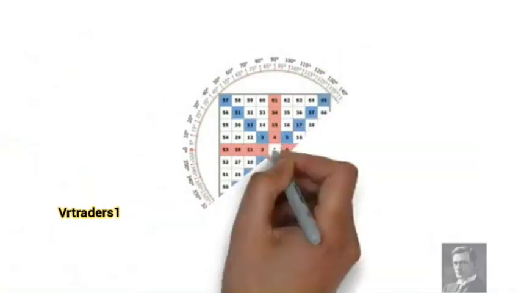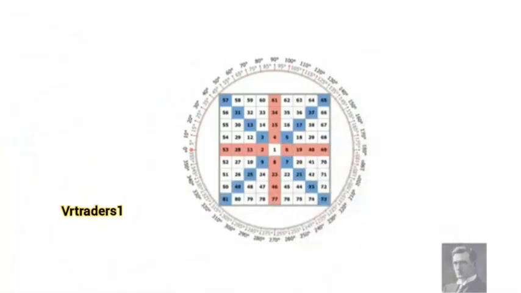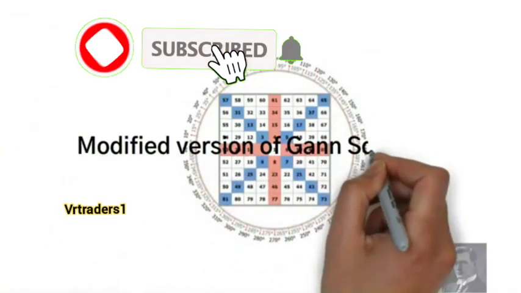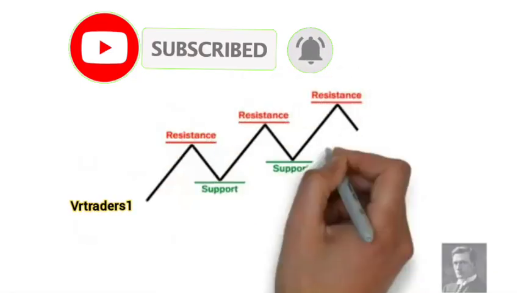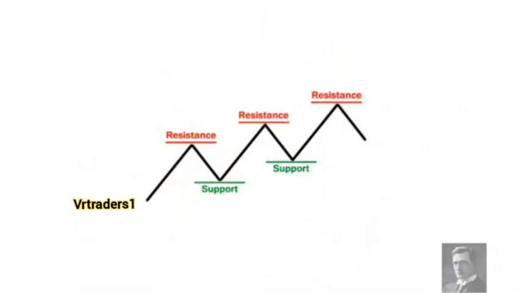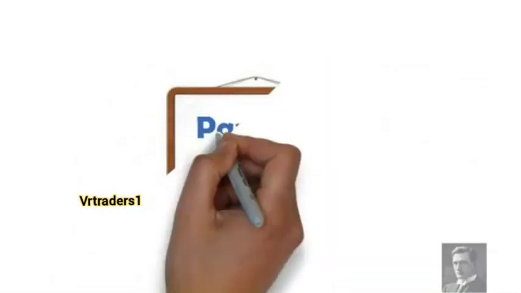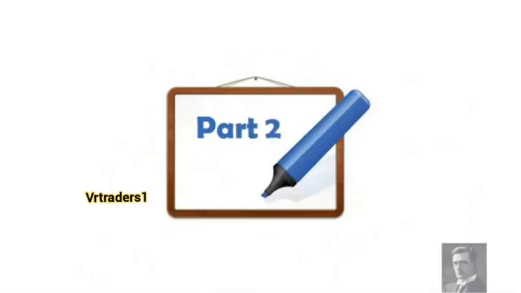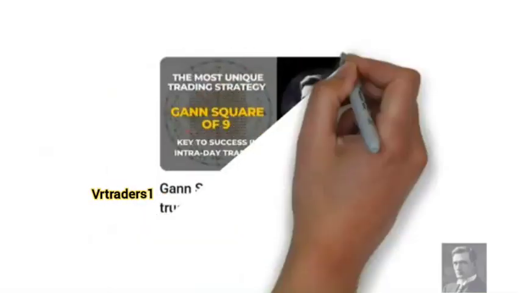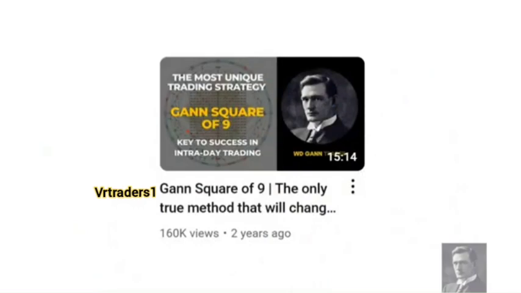Today we are going to learn a very interesting strategy, which is a modified version of the Gann Square of 9. Using this strategy, you can find highly accurate support and resistance levels for all indices, cryptocurrency, commodities and stocks worldwide. This is the second part of the Gann Square of 9 series. So before starting this video, make sure to watch the first video on the Gann Square of 9. Here you can see the first video. Please go through it first to understand today's content more efficiently.